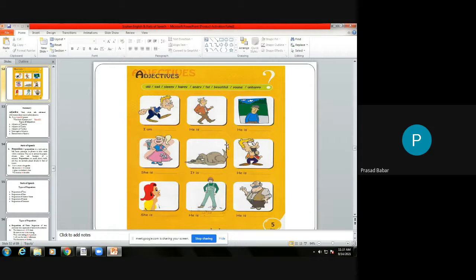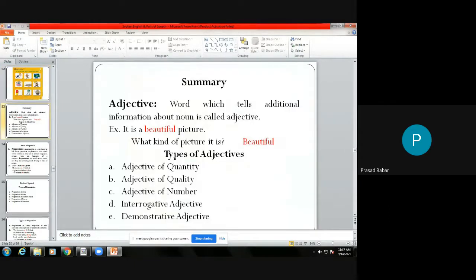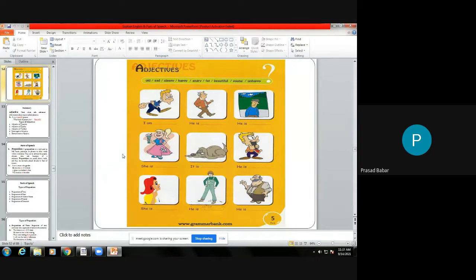So here is one more exercise, but we'll skip this exercise because there are some images that don't have proper adjectives.